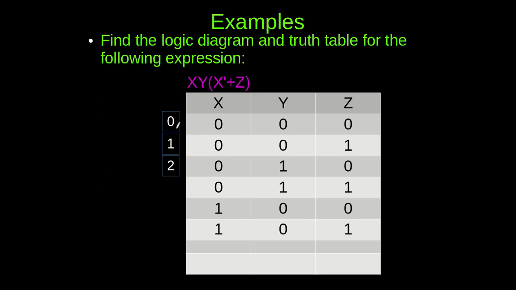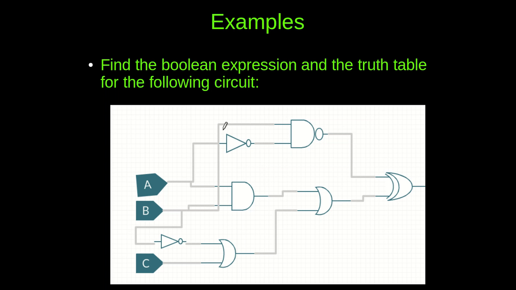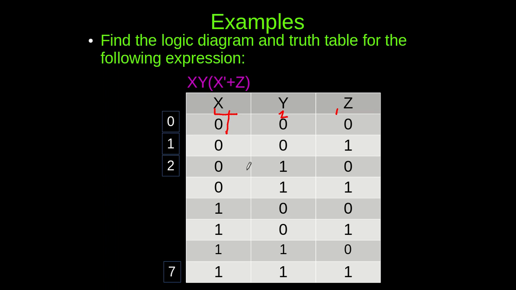I put all possible inputs. This is going to be all possible inputs from 0 to 7: 0, 0, 0, 0, 0, 1, 0, 1, 0, which is 2, 0, 1, 1, which is 3, 1, 0, 0, meaning what? 4. And what do I mean by 0, 1, 2, 3, 4? These are the binary values. This is 1, 2, and 4. From what? 2 to the power 0, 2 to the power 1, 2 to the power 2. And this is find the Boolean expression.